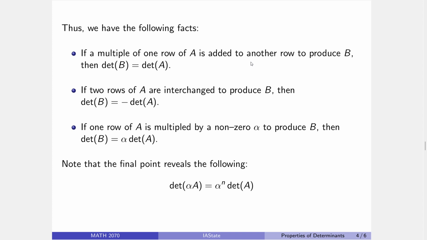Now, as a consequence to all of this, we find that I can perform row operations, and as long as I'm keeping track of things, I can compute the determinant. So if I wanted to row reduce my matrix to an upper or lower triangular matrix, and then take the product of the diagonal entries, I can totally do that, and that'll work. But I do need to be mindful about what row operations I performed and how those affect the determinant.